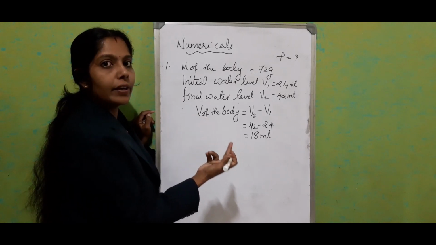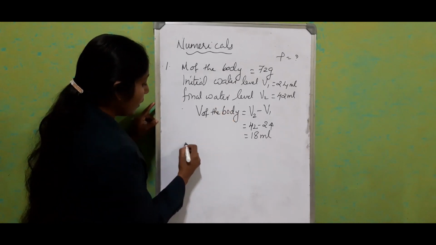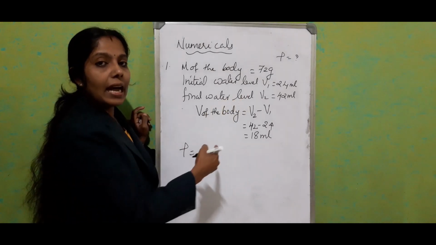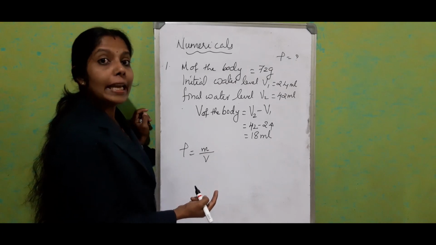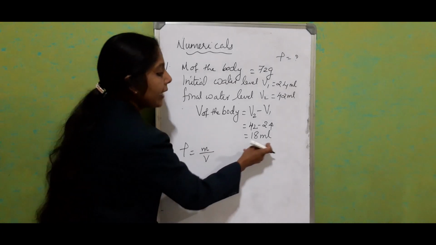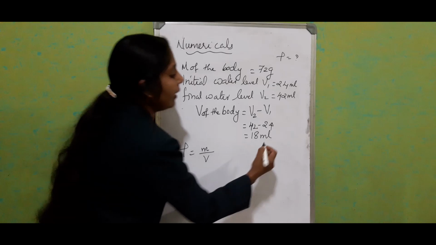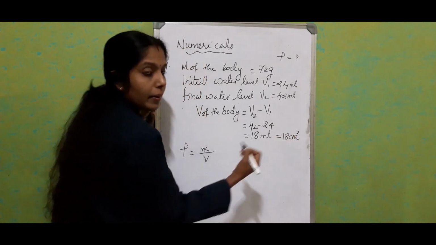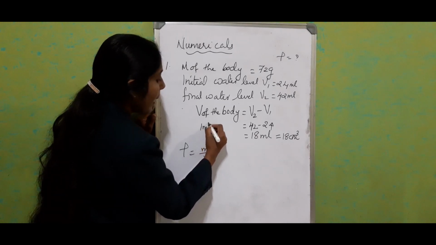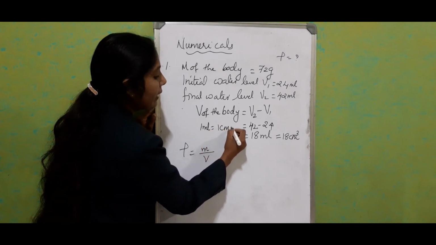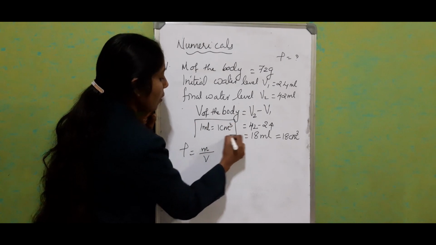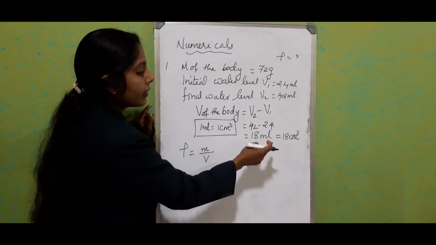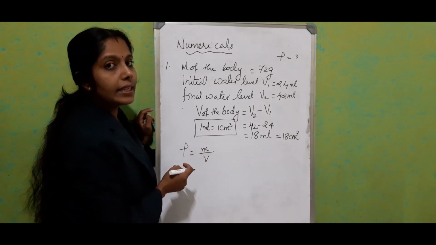Now we have to convert. We know that density is equal to mass by volume and the unit is gram per centimeter cube or kilogram per meter cube. Here it is given in terms of ml, that is equal to 18 centimeter cube. Because we studied that 1 ml is equal to 1 centimeter cube. On the basis of this, we can convert 18 ml is equal to 18 centimeter cube.